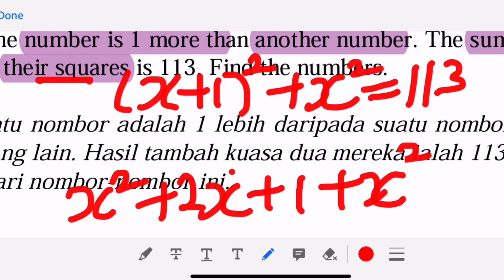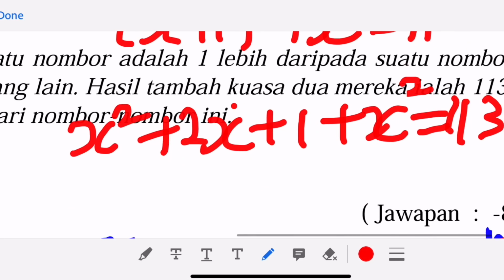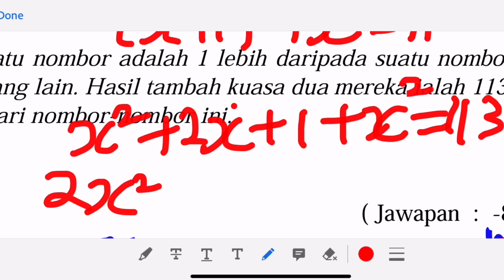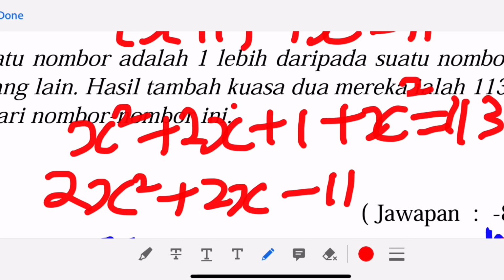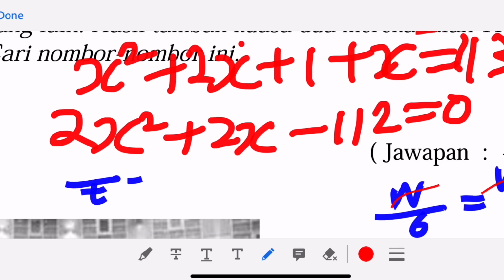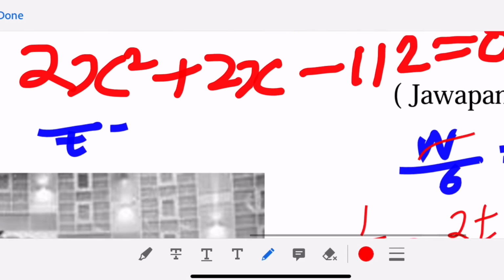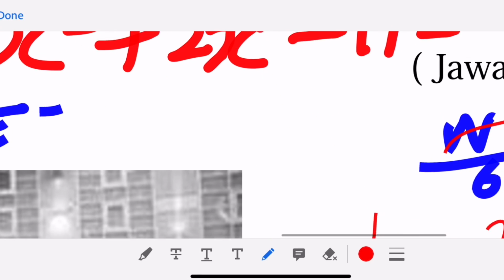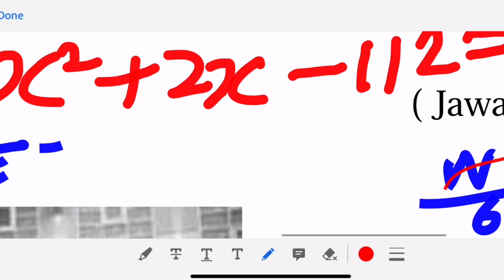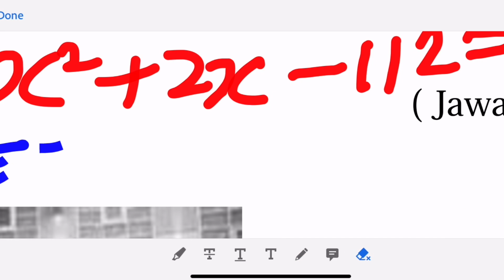Okay, so now you can expand. I think expansion, you all got no problem. Okay, so you get x squared plus 2x plus 1 plus x squared equal to 113. And you simplify, you have like terms, x squared you got 2, so it becomes 2x squared plus 2x, then 1 minus 113, you get minus 112 equal to 0. Okay, remember, please simplify first before you factorize.